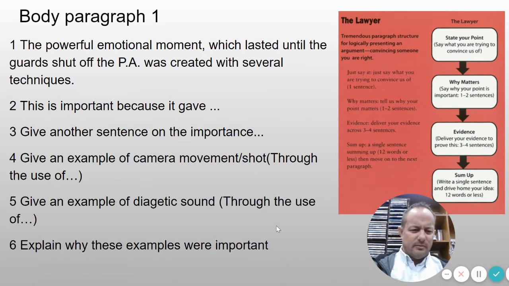These examples are important because it helps set the scene. It helps provoke a response of... these examples are important into the build-up of the music coming over the PA system, because it helps give us some context. So there's an example of a lawyer paragraph.